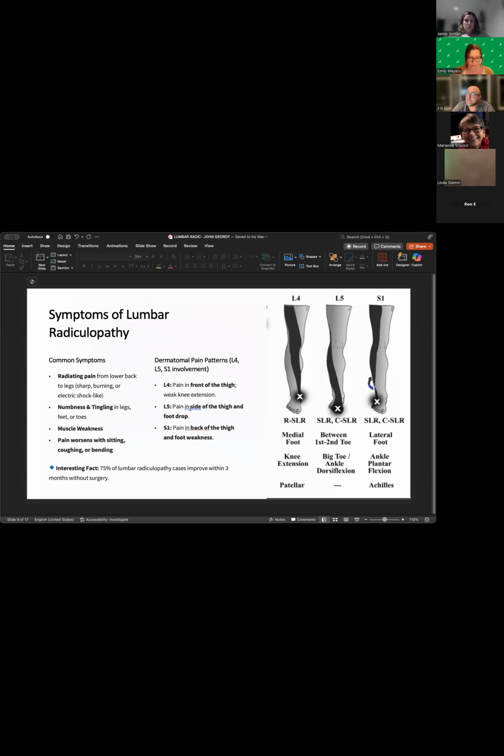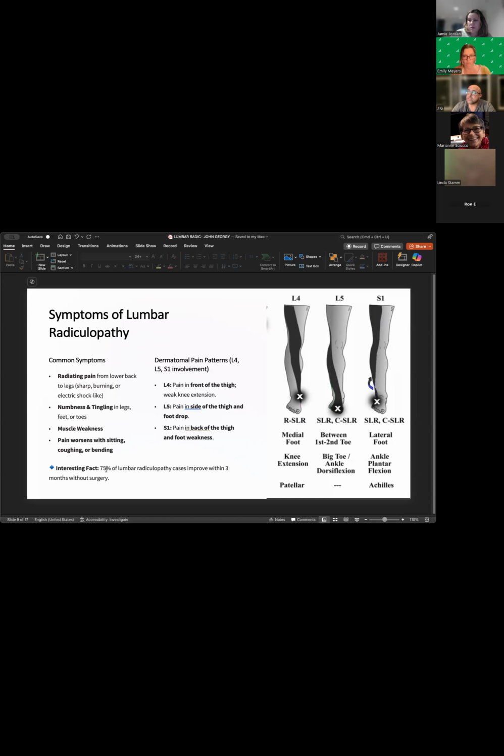And in L5, pain would be in the side of the thigh, and they would have motor weakness where they feel like they can't lift up their foot. Oftentimes they may say, "I trip over myself when I'm walking over just regular pavement or a rug. I find myself too weak to lift up my foot to walk across the room." And S1 is another nerve that commonly gets affected, where they have pain in the back of the thigh and also have foot weakness.